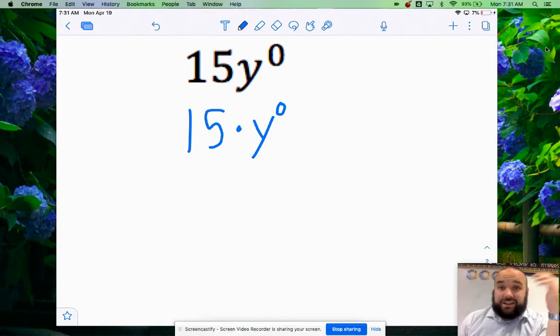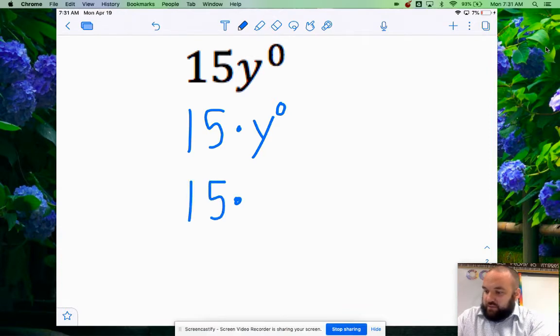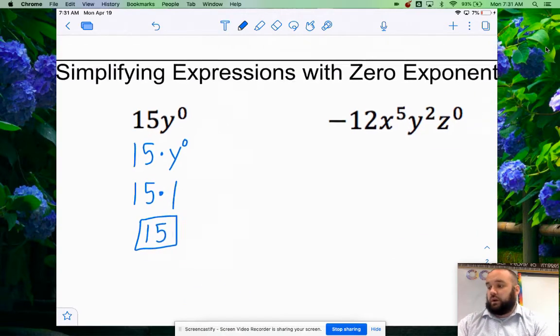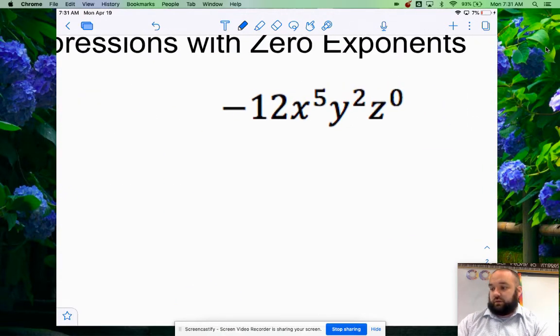But like we just saw, it doesn't matter what the base number is. If I'm raising to the 0 power, that quantity is going to be 1. So this is as good as saying 15 times 1. Now you might say to yourself, well, what if y is 0? We're going to assume that y is something other than 0. So that number to the 0 power is going to equal 1. 15 times 1 is 15. So I can simplify 15y to the 0 to just be 15. Okay? We have something similar here.